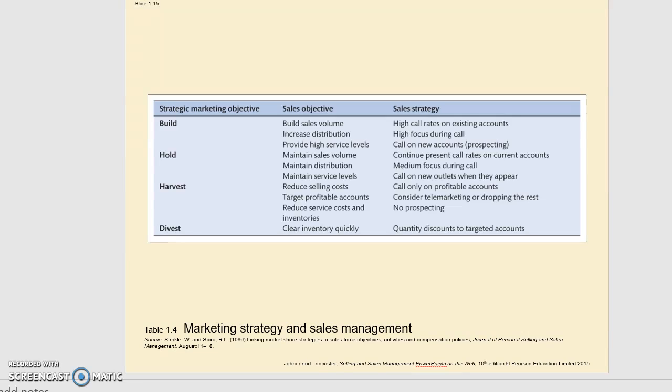Then when you get into divest, you're looking at just clearing out your inventory very quickly and obviously offering quantity discounts to targeted accounts. Walmart could be a good example of something like that, offering quantity discounts for large orders.